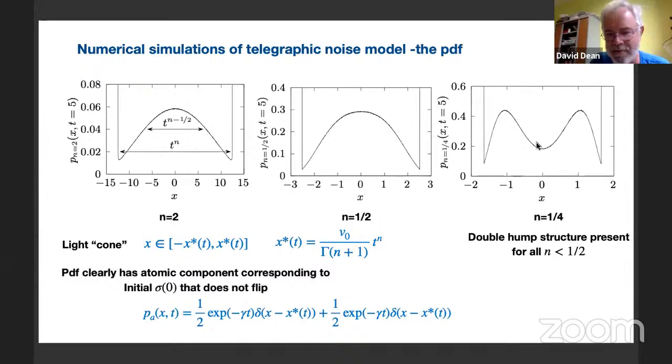But there are lots of strange things happening in n, which I'll come on to. This atomic measure just comes from the fact that these are particles that have never flipped. If I say the x star of t, you can easily show this is the maximal velocity, v0 t to the n over gamma n plus 1, just integrating the equation directly. You find these peaks are just coming from this term here. This is the atomic part of this, and of course, they decay to 0 very quickly as time becomes long.